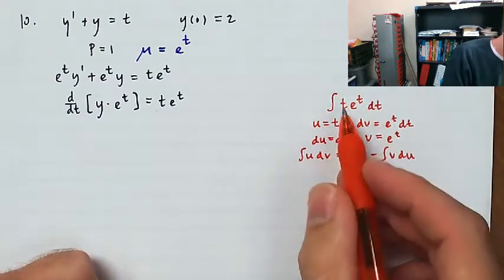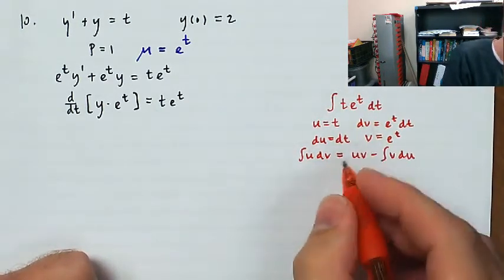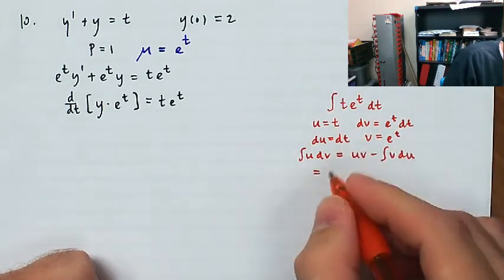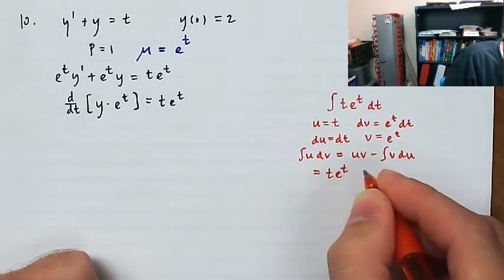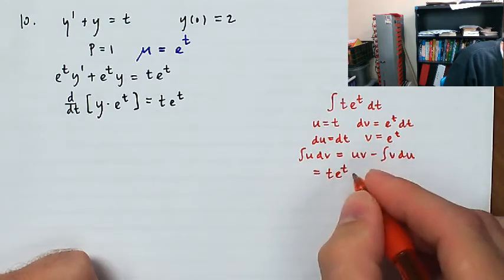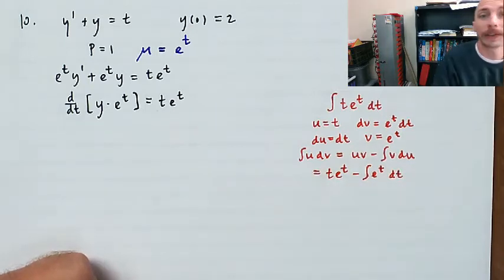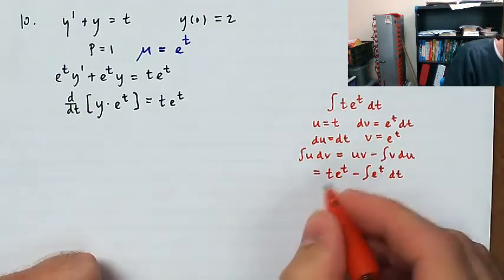And so this antiderivative of t e to the t with respect to t is going to be equal to uv, t e to the t, minus the integral of e to the t dt. So that's just going to be minus e to the t, and then plus c.